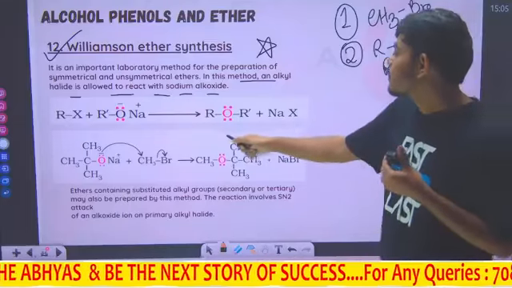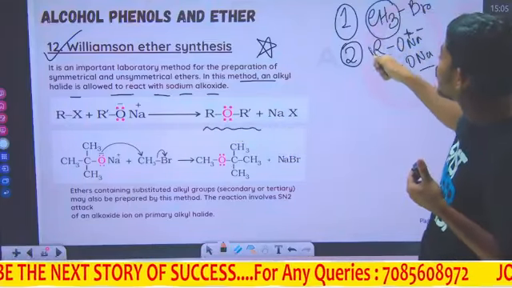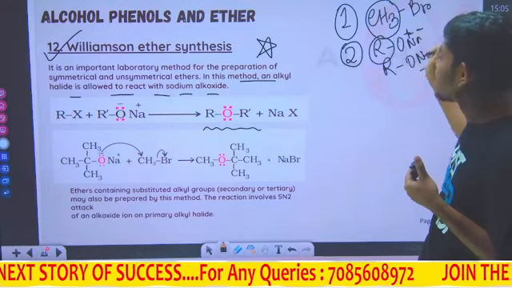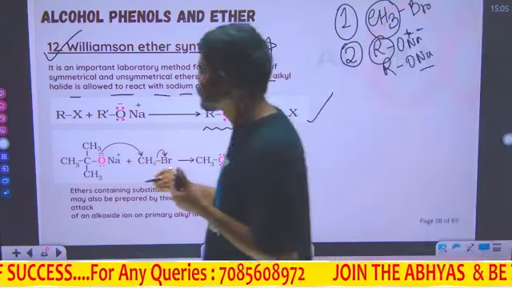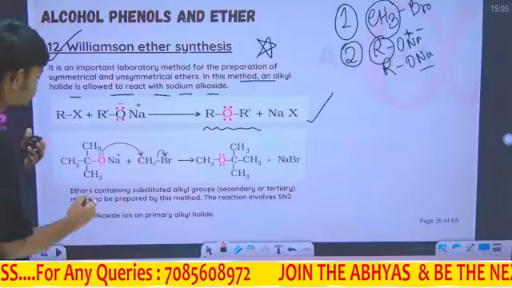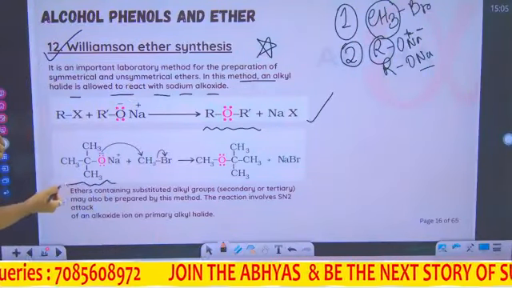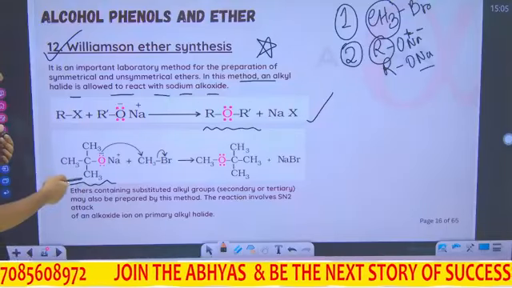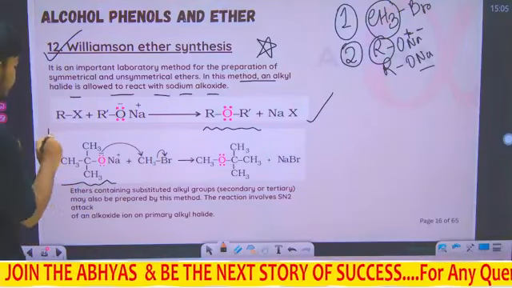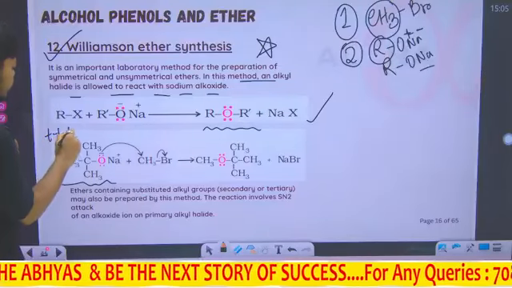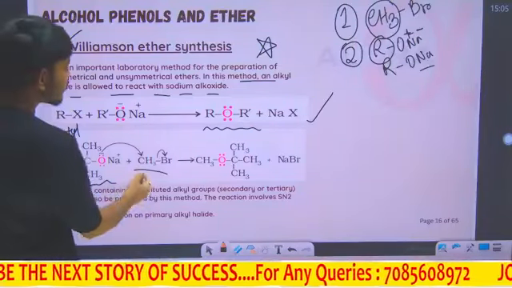So let's see what we get. You basically get an ether. This group will attach to this group, and these two will be attached to each other, giving NaX. Here is one example. I'm not writing anything, so see this example. You are using an alkoxide ion. Here it is your tertiary butyl group, you can write t-butyl. It reacts with your methyl bromide.